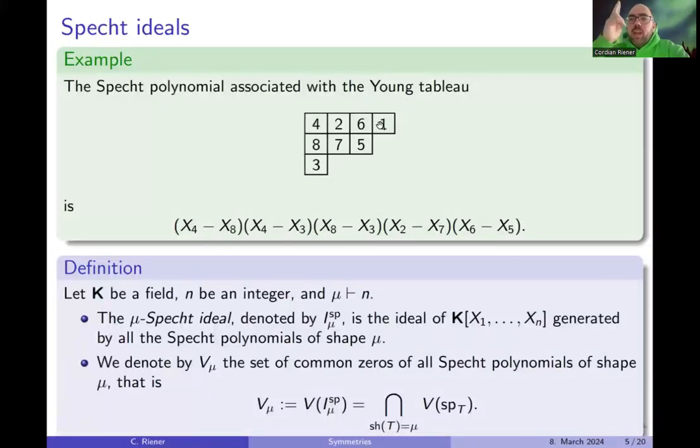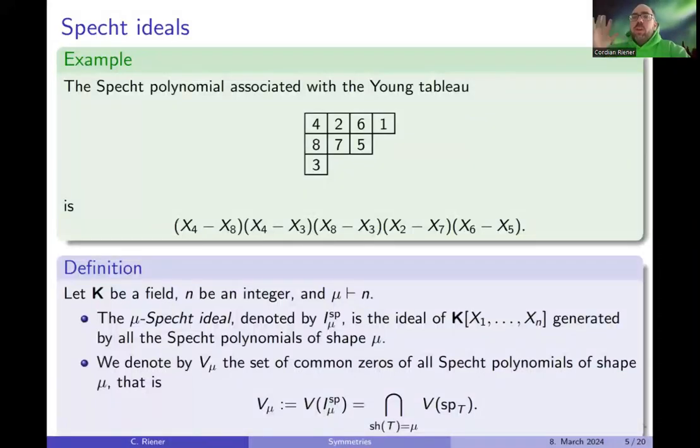The important thing is that I have this Young tableau, which is a combinatorial object. I look at the columns and build very simple polynomials out of these columns. These are called Specht polynomials. As a historical note, these polynomials were constructed by Wilhelm Specht in the 30s to construct the irreducible representations of the symmetric group.